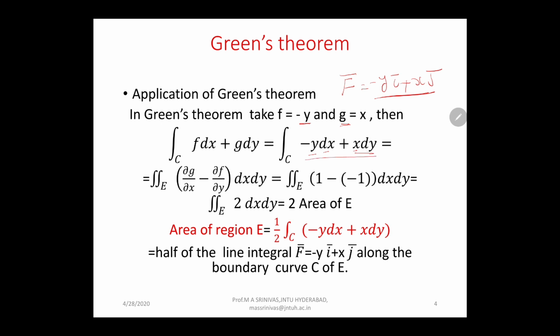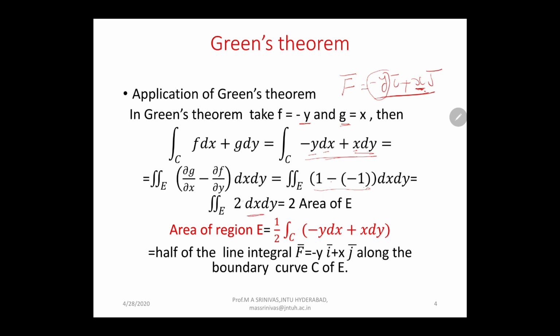This line integral of f bar is equal to what Green's theorem says: the double integral of ∂g/∂x minus ∂f/∂y. Y component is g, derivative with respect to x is 1. The x component is minus y, the derivative with respect to y is minus 1. Difference of these two is 2. So the double integral over E of 2 dx dy.